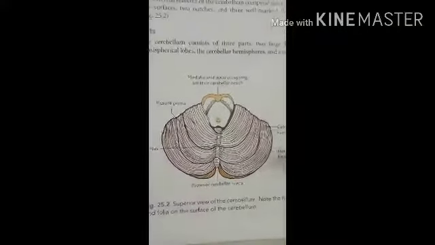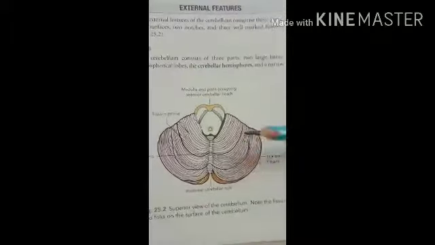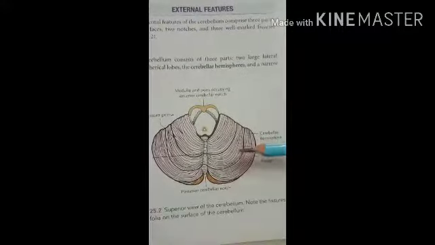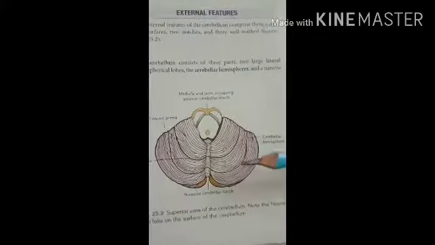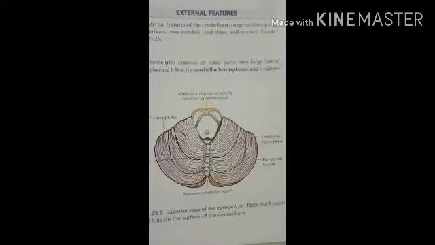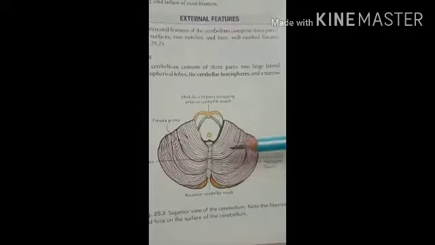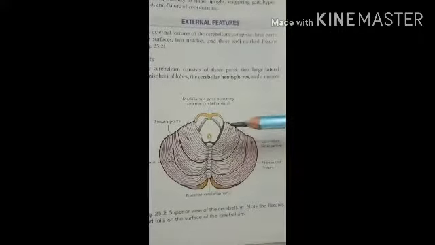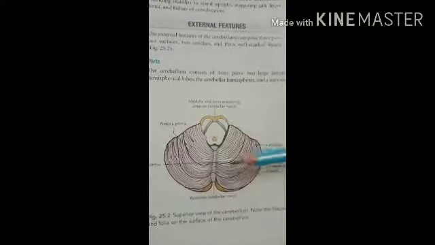Then, the general functions of the cerebellum. First, it maintains the equilibrium of the body. Second, it regulates the muscle tone, and third, it coordinates the somatic motor activities. These are the functions performed by the cerebellum. After that, we have to see the external features of the cerebellum. The external features include two surfaces, two notches, three fissures and three lobes. Let's see each of them.